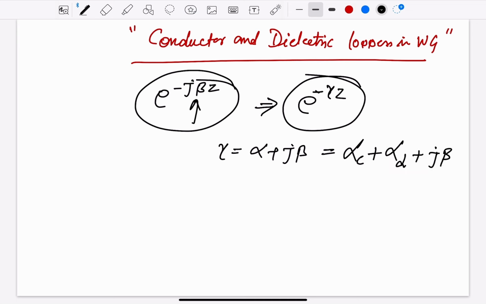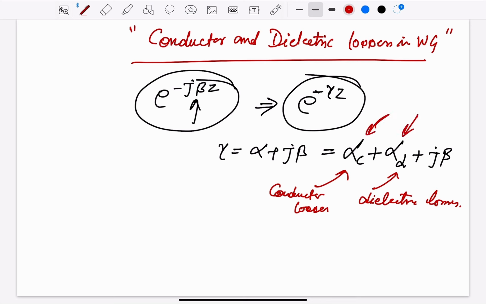So what is that? This alpha c is the conductor loss, and this alpha d is the dielectric loss. Now here we are supposed to estimate alpha c and alpha d. These are the new things for us.